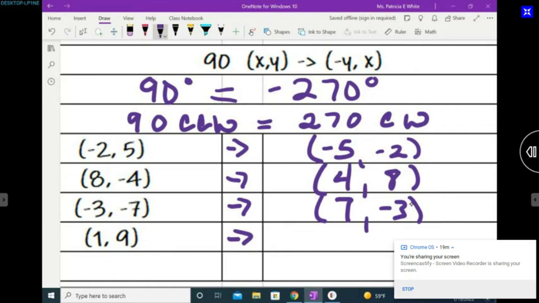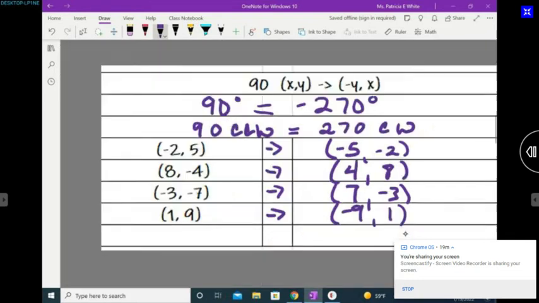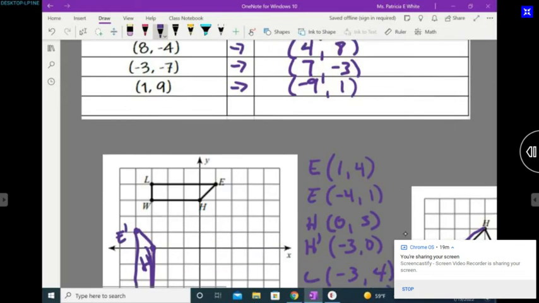Okay, what's going to come first on 1, 9? Negative 9. Negative 9 and 1. Yeah, kind of, maybe somewhat.